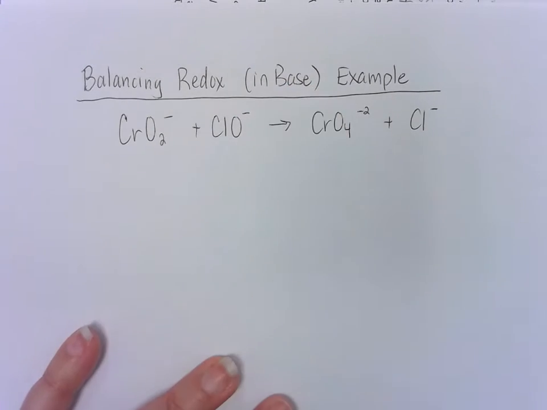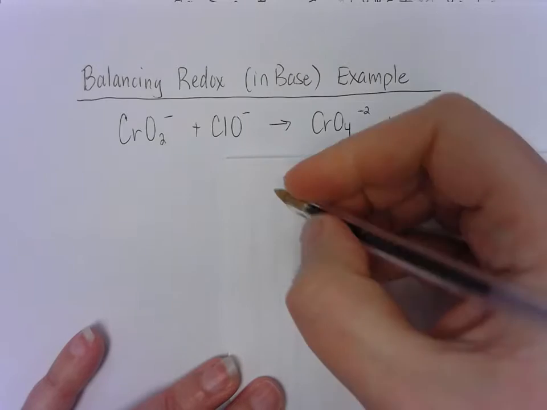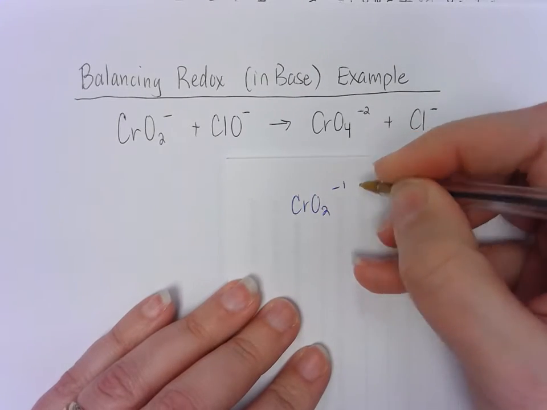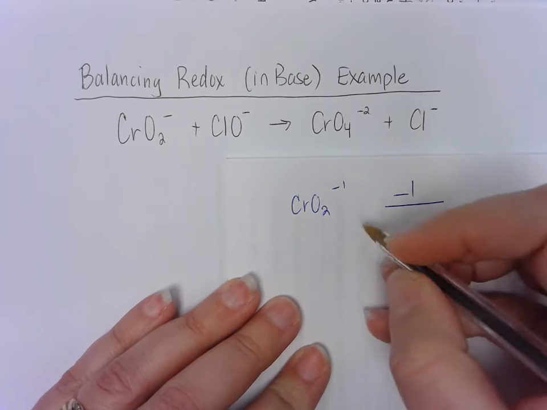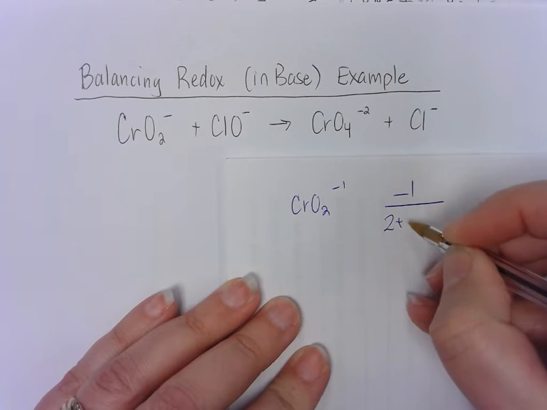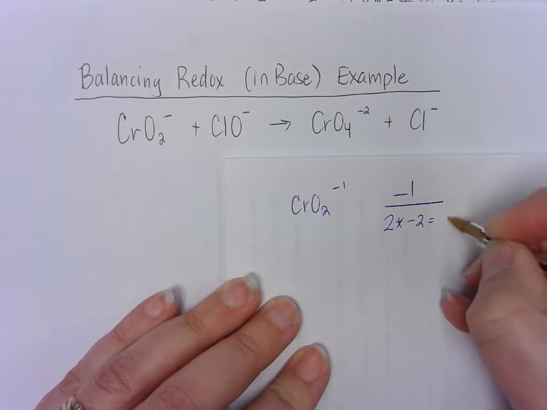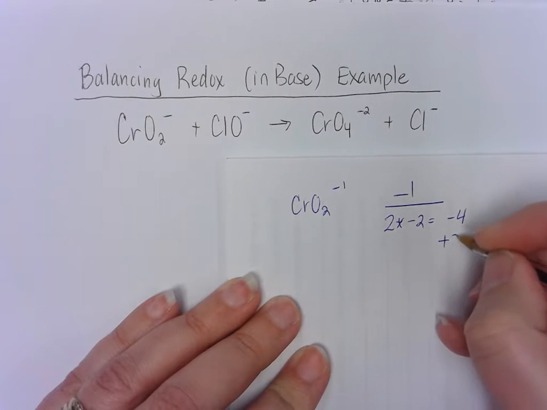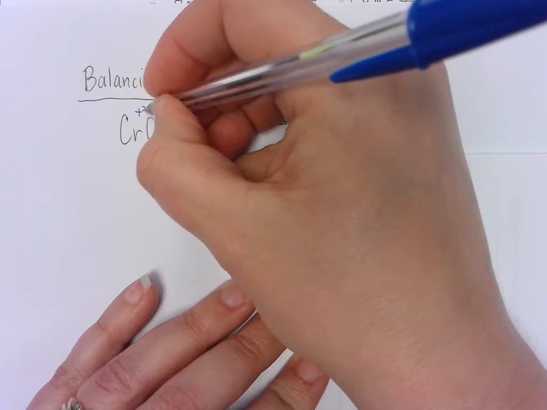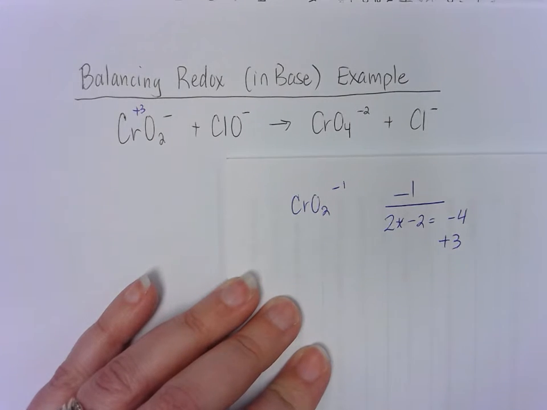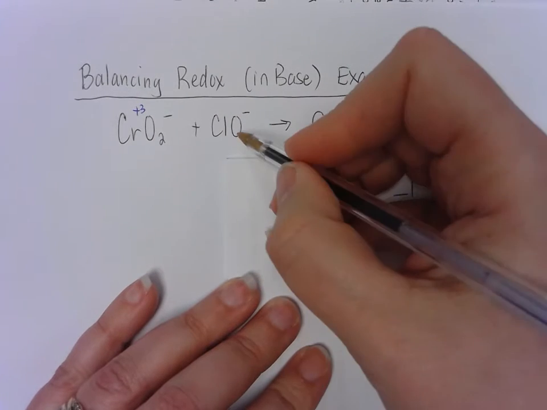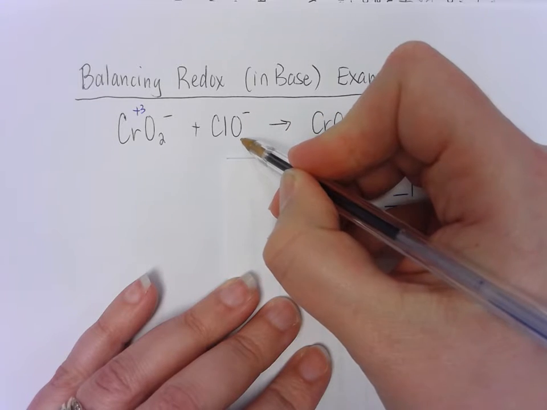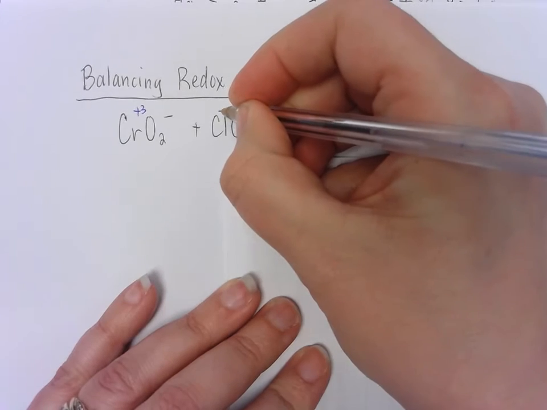I have my chromium, my CrO2 minus 1, so it's a -1 overall. I know each oxygen is going to give me a -2, so that gives me a -4. So in order to get the -1 charge, my chromium has to be a +3. So I'll go ahead and write that in there so I can see it and reference it later. The chlorine, my overall charge is -1, each oxygen is -2, so this is going to become a +1.